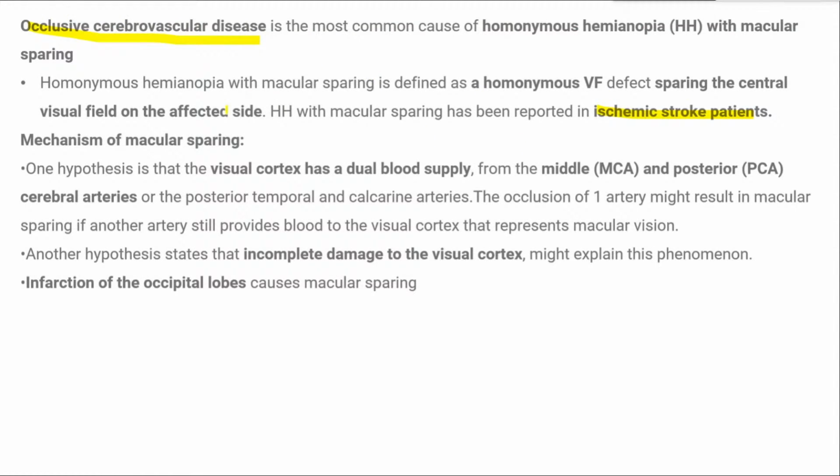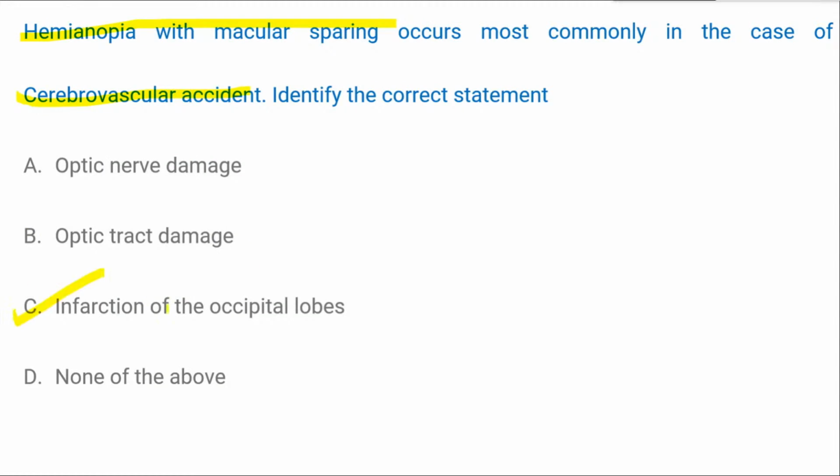What happens is hemianopia with a homonymous visual defect sparing the central visual field. The central visual field of the affected side is spared. That's why we say macular sparing. This occurs commonly in case of infarction of the occipital lobe. So the leading answer would be C, that is the occipital lobe is affected.